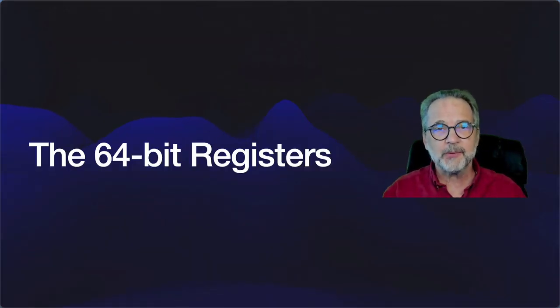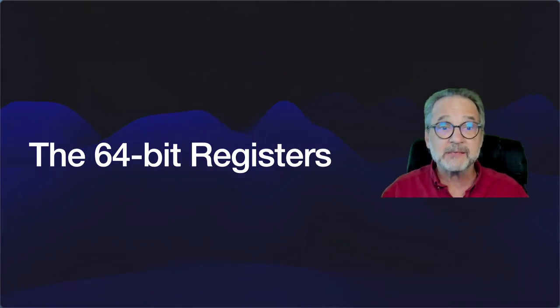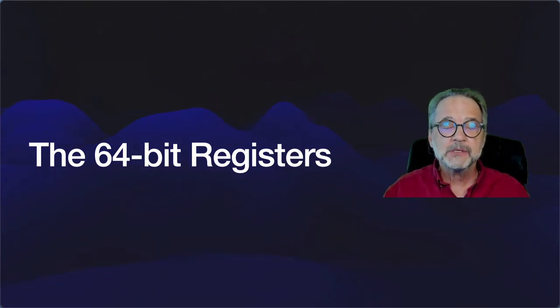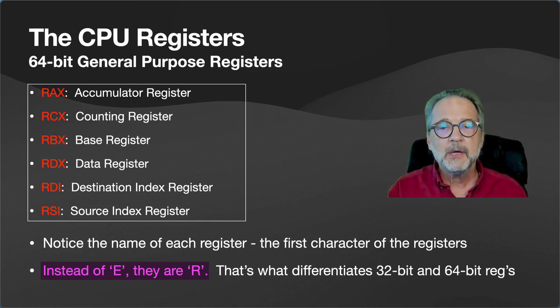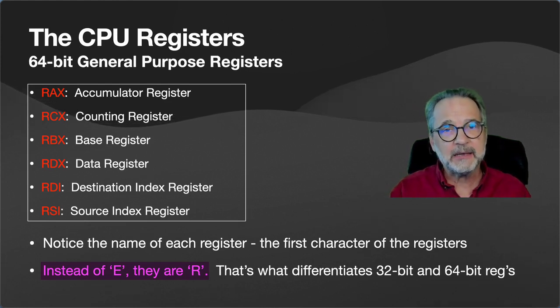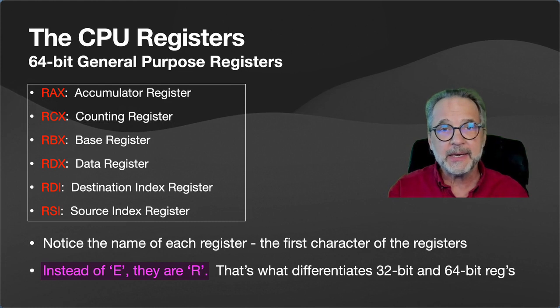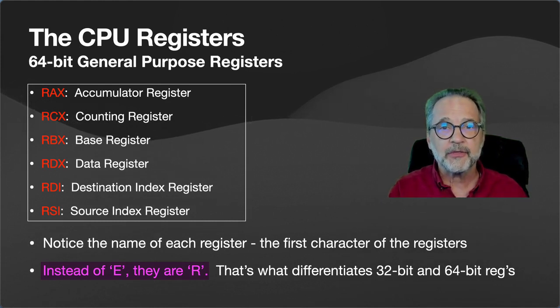What about the 64-bit registers? Very, very similar, but with some little caveats and some extra stuff. So if you notice, the 64-bit registers all look the same except for that first character. For instance, the accumulator register RAX in 64-bit is called EAX in 32-bit. So all you have to do is change the E to an R or the R to an E, depending upon if you're going from 32 to 64 or 64 to 32.